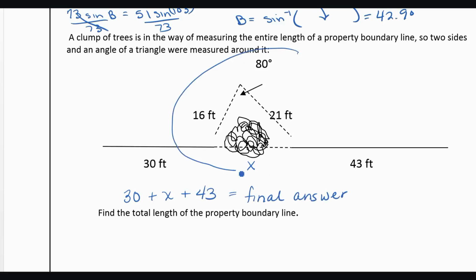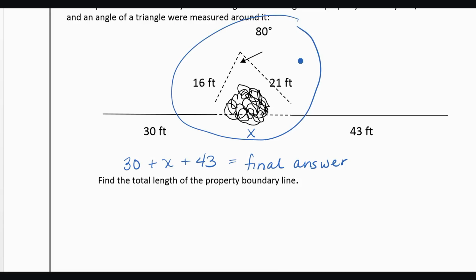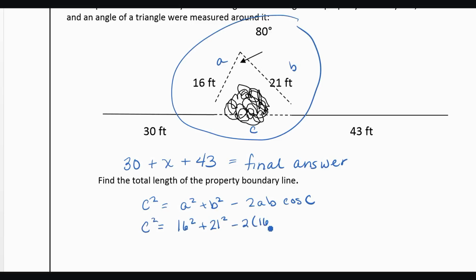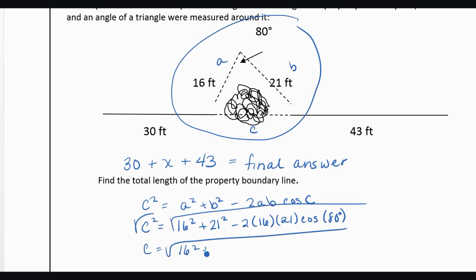So we want to focus on this triangle. And instead of calling that x, let's call that c. And we'll use the law of cosines, that c squared equals a squared plus b squared minus 2ab cosine of c. And it doesn't matter which one you call a and which one you call b. So c squared will equal 16 squared plus 21 squared minus 2 times 16 times 21 times cosine of 80. And to get c, we just want to take the square root of both sides. So c is equal to the square root of 16 squared plus 21 squared minus 2 times 16 times 21 times cosine of 80 degrees.